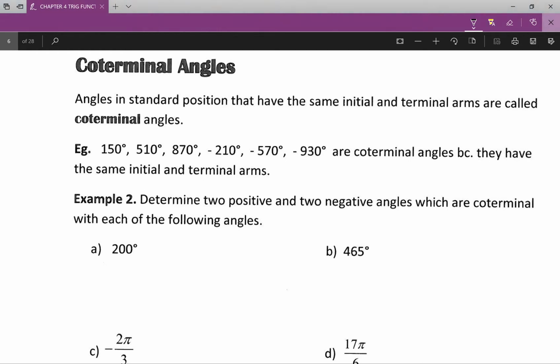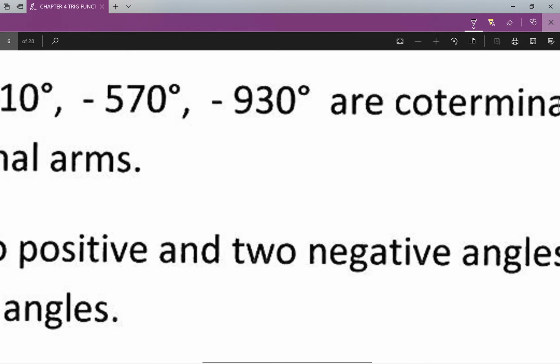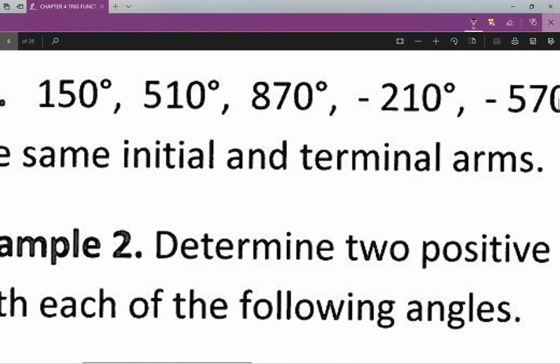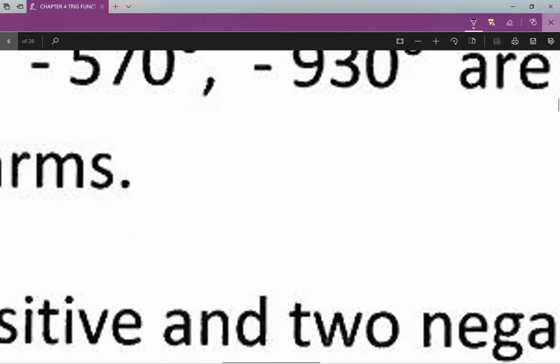So now the next thing that we're going to talk about is coterminal angles. Coterminal angles are angles in standard position that have the same initial and terminal arms. And, well, they're called coterminal angles, which I just said. 150, 510, 870, negative 210, negative 570, negative 930 are all called coterminal angles because they have the same initial and terminal arms.